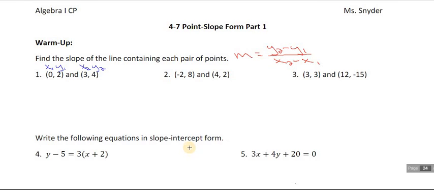In numbers 4 and 5, we're asked to write the following equations in slope-intercept form, which means get y by itself. Okay, so slope-intercept form is y equals mx plus b. So we solve for y.